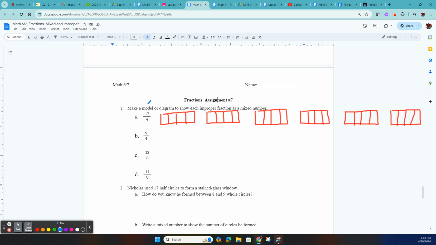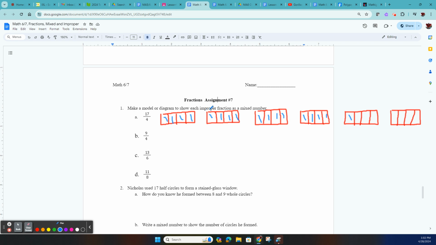Now let's do some shading. I need 17 of these shaded in. 1, 2, 3, 4, 5, 6, 7, 8, 9, 10, 11, 12, 13, 14, 15, 16, 17 fourths. Boom. There's 17 fourths represented visually with a model.